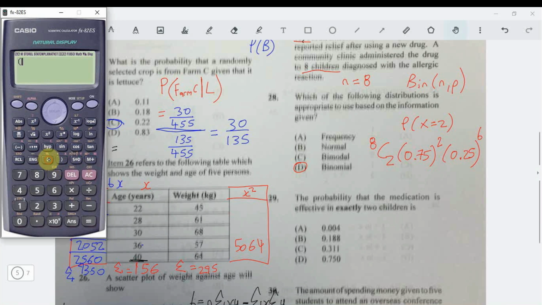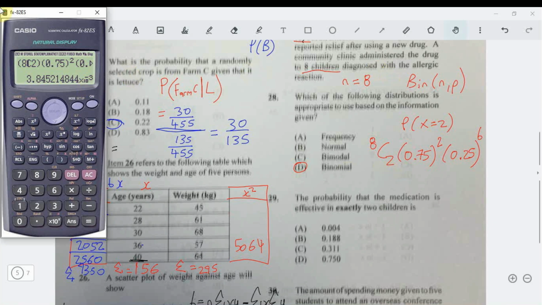It couldn't have been any easier. So 8 choose 2 multiplied by 0.75 raised to the 2nd power times 0.25 raised to the 6th power. We punch that into our calculator and we get a very small number. 8 choose 2, 0.75 squared, 0.25 to the 6. And I'm getting 0.384 times 10 to the 3rd power, and that's exactly 2 children.